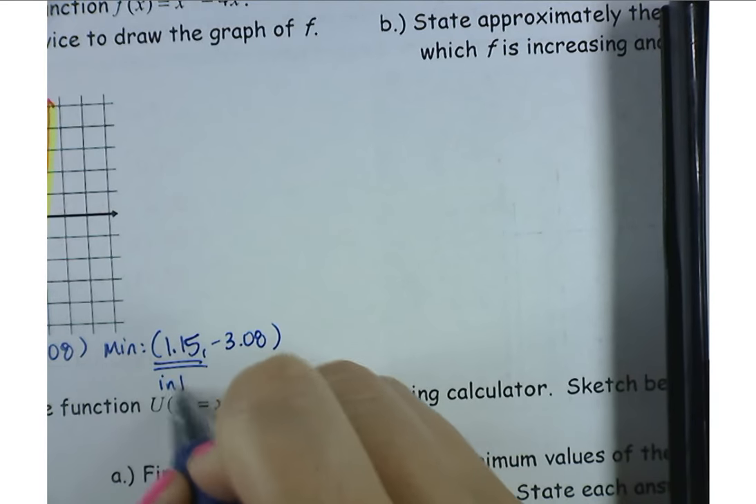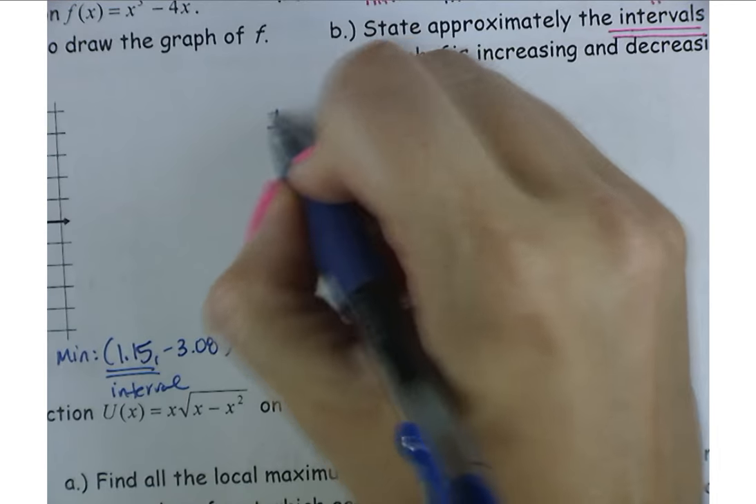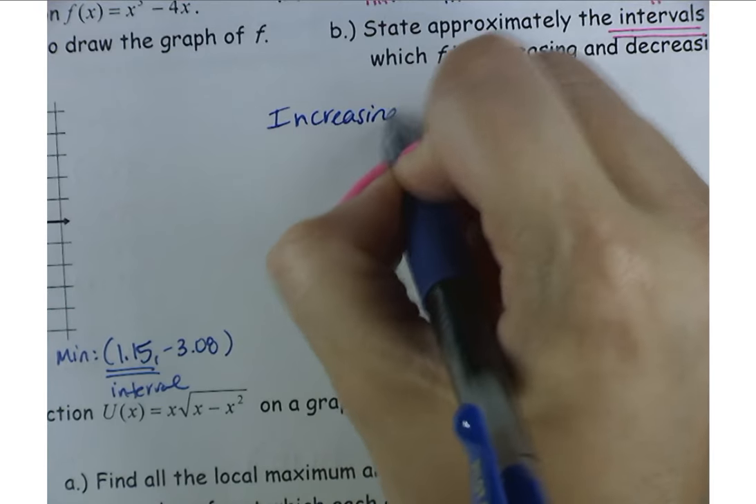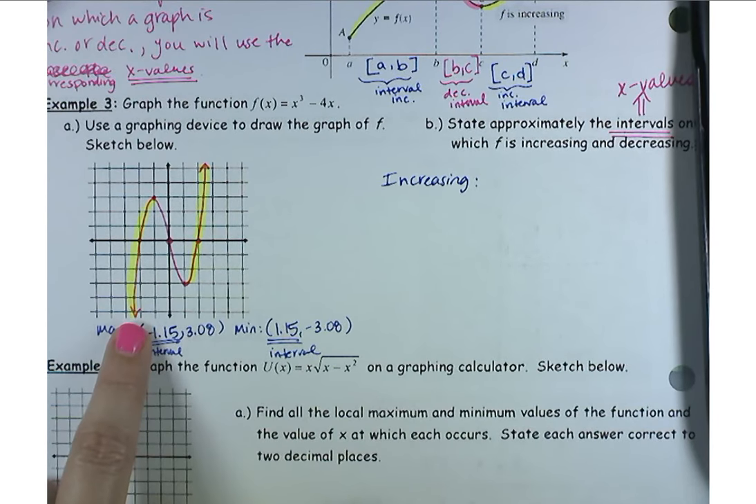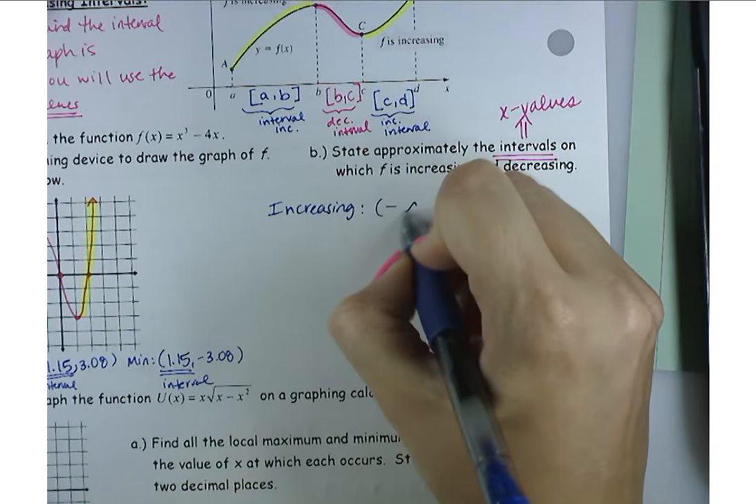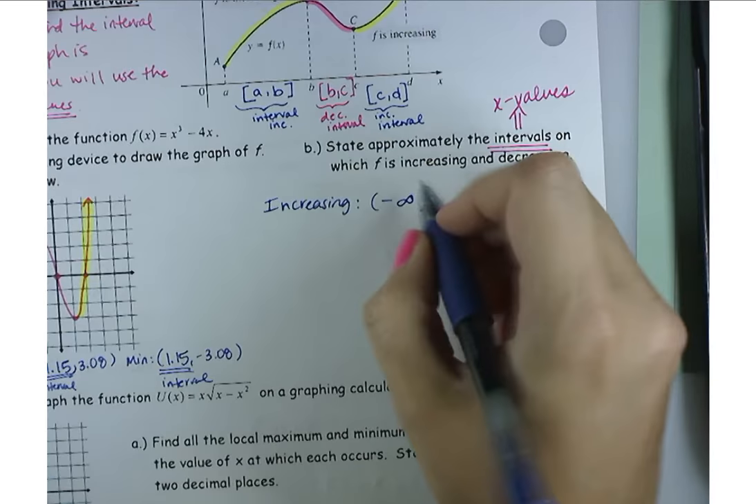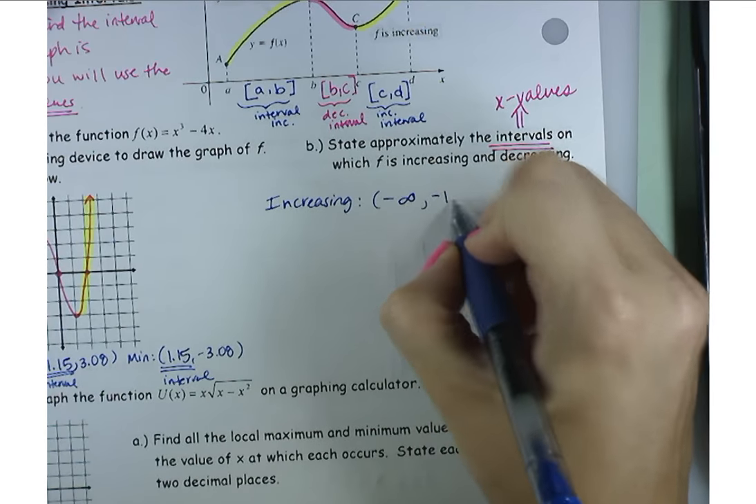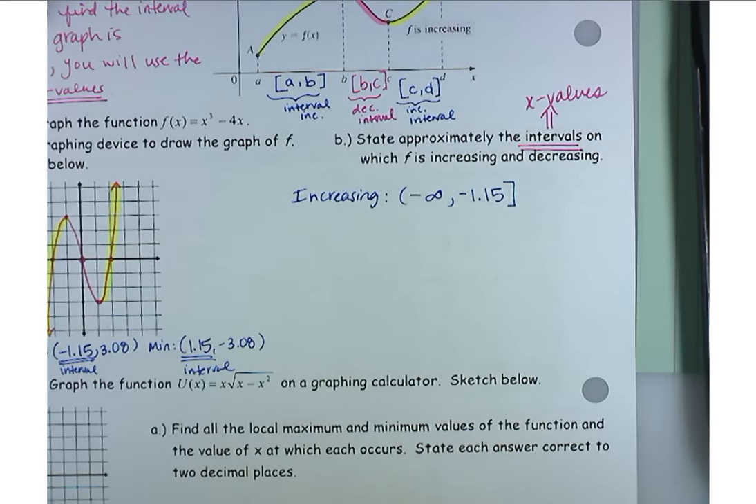And that's going to be part of my interval. Okay, so what we're going to do is list the increasing intervals, which are the two that I just highlighted. So where did this interval start on the x value? Negative infinity. Then it went up to what part on the x value? Yep, -1.15. And it goes all the way up to it, so we're going to include it.